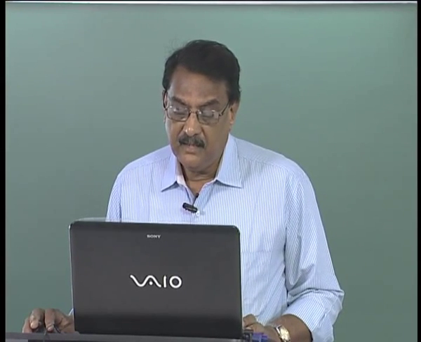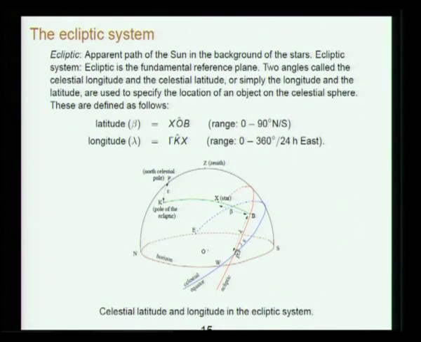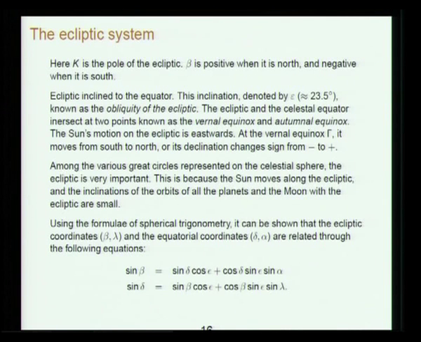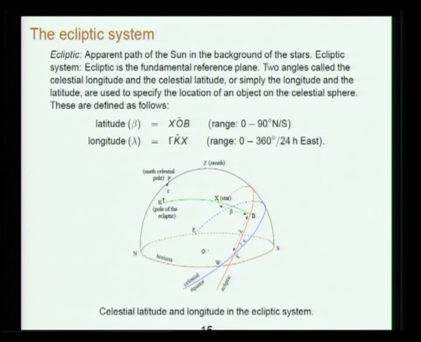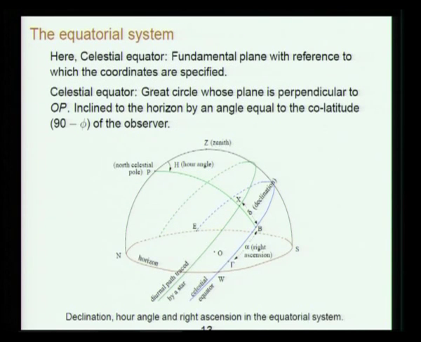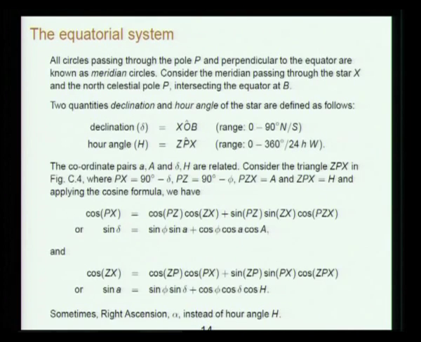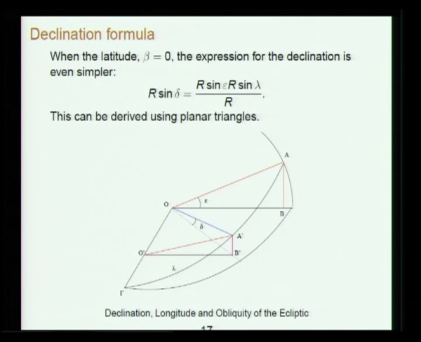So, this is the angle. Everywhere there are two angles, one angle along the reference circle and one angle perpendicular to that. All these coordinates are related; beta is related to delta and all that. So, this is the ecliptic system, this is the equatorial system and this is the altazimuth system.